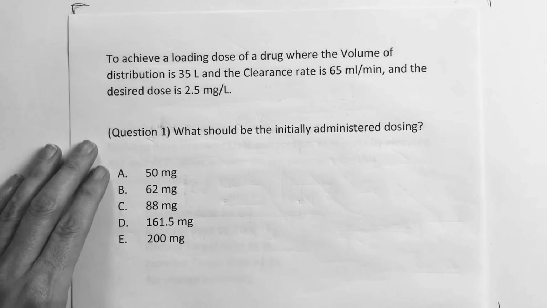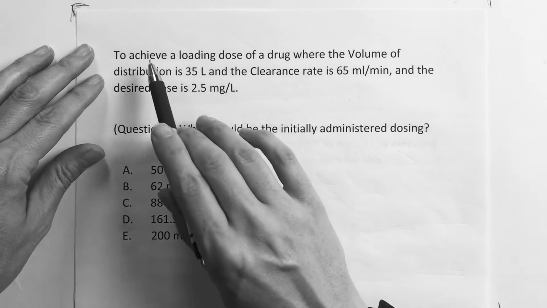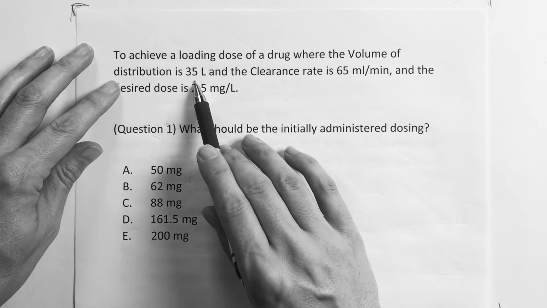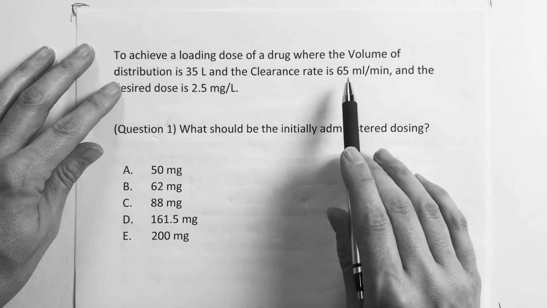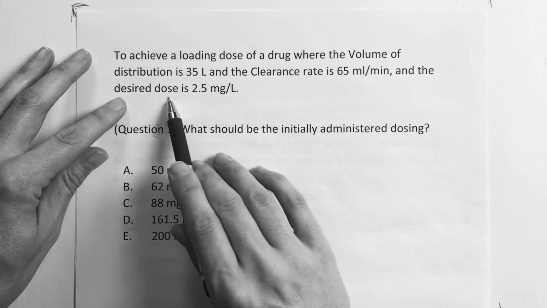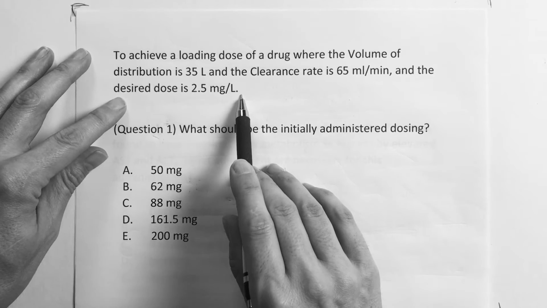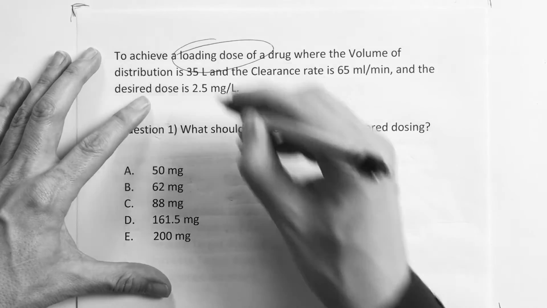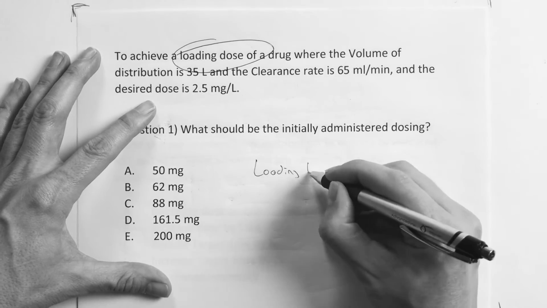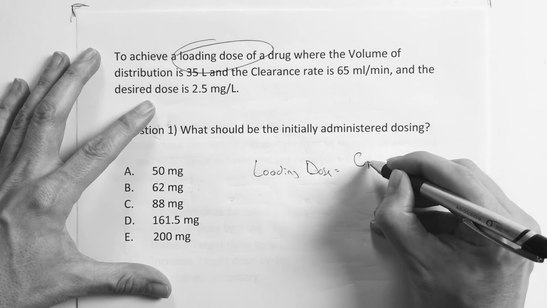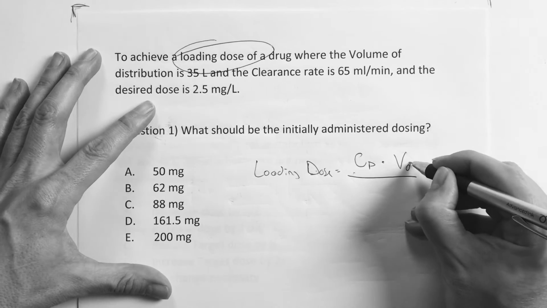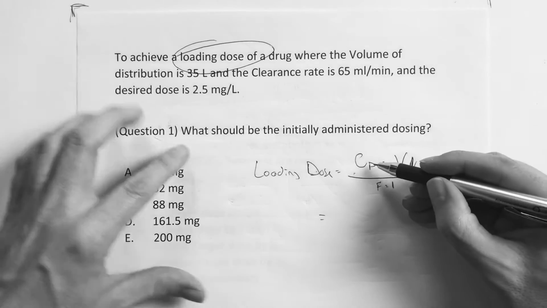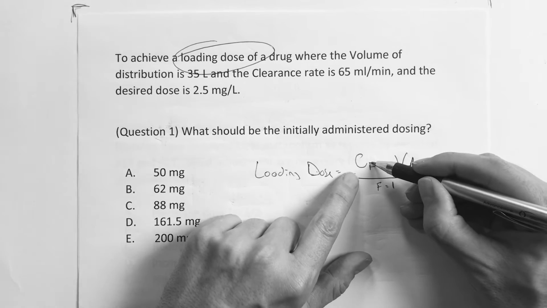Now, with that being said, let's try this question. To achieve a loading dose of a drug where the volume of distribution is 35 liters, the clearance rate is 65 mLs per minute, and the desired dose is 2.5 milligrams per liter, a lot of numbers in there, what should be the initial dose administered? Again, they're telling us loading dose, boom, and you have it memorized. Loading dose is target concentration in the plasma times the volume of distribution, all over that F, which is essentially 1, makes our life easy.